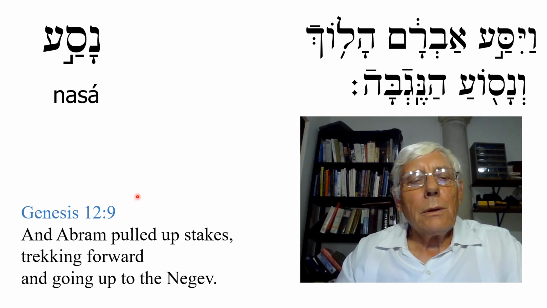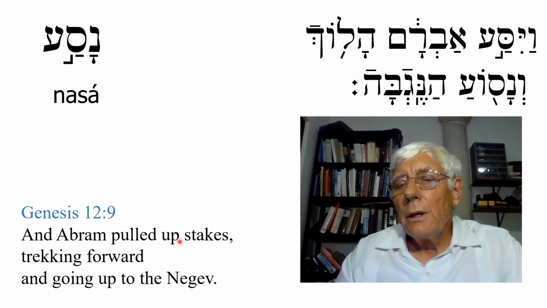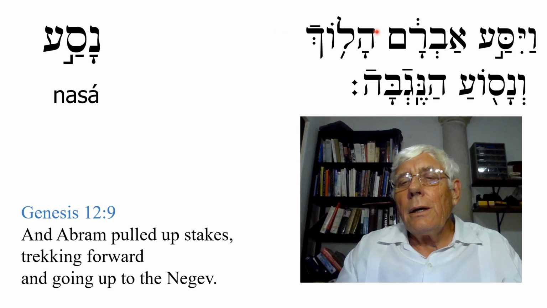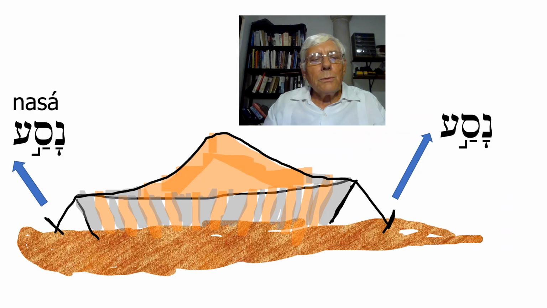Now, the reason I've used the translation here, pulled up stakes, is because nasa means lifting up, rising up. It's because of how the Bedouin travel, and Abraham traveled like a nomad. You can still see this throughout nomadic peoples in the Middle East, Palestine, and other places where people still have a nomadic lifestyle.